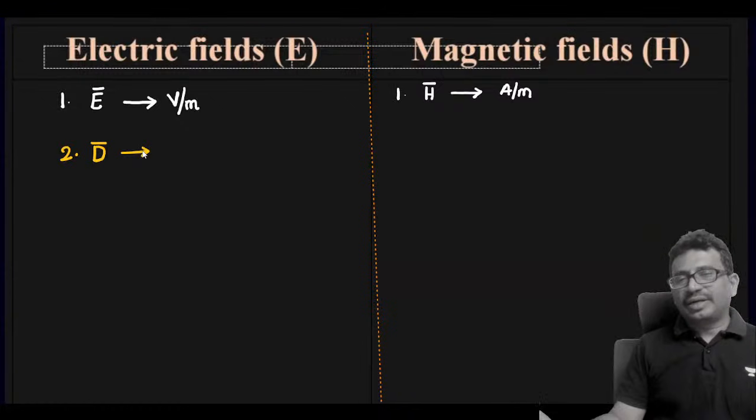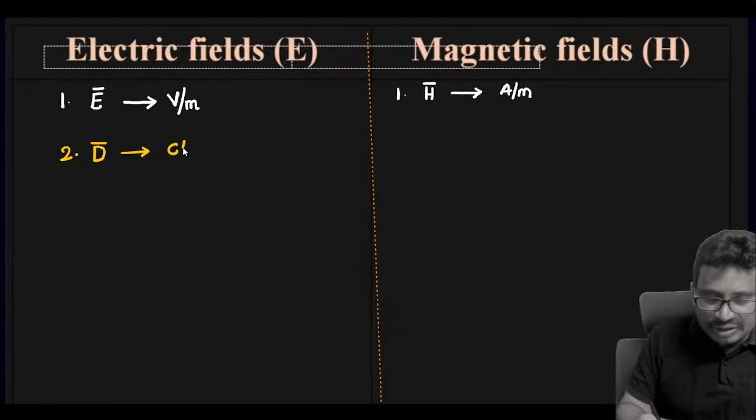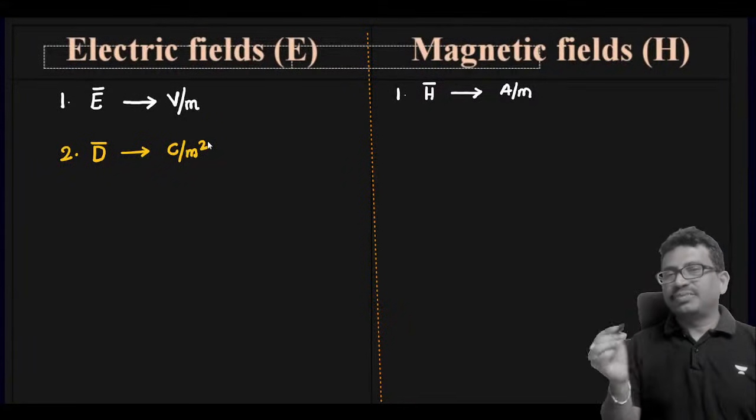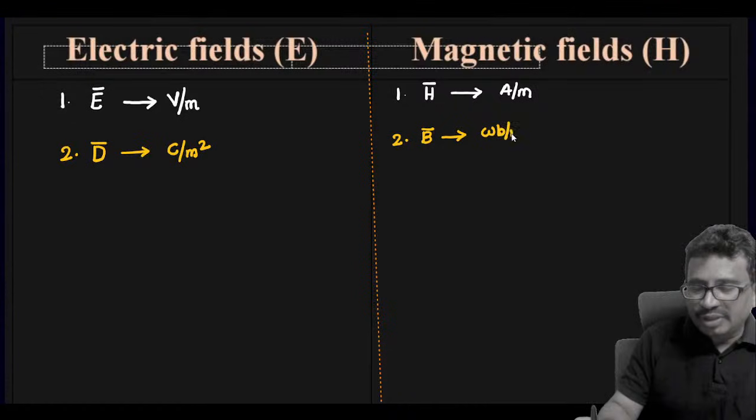D is the electric flux density. Electric flux density units are coulomb per meter square, that is electric flux by area. And similar to that, here we have a magnetic flux density, that is B, with the units of Weber per meter square.